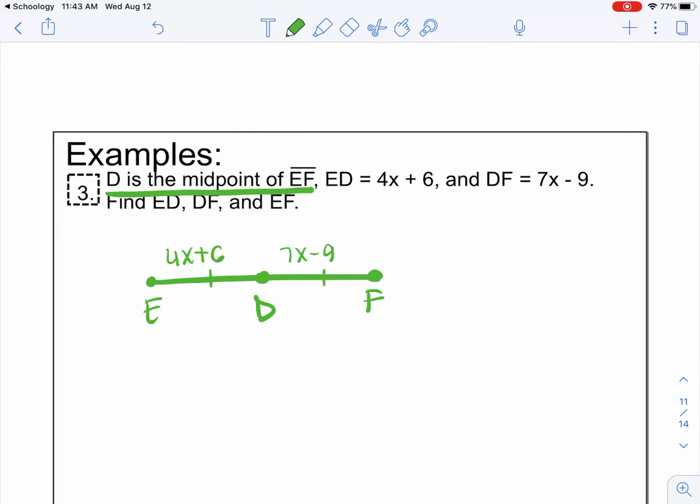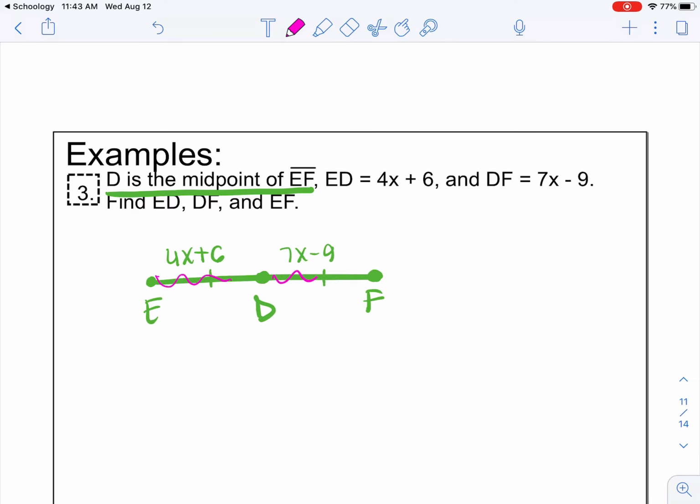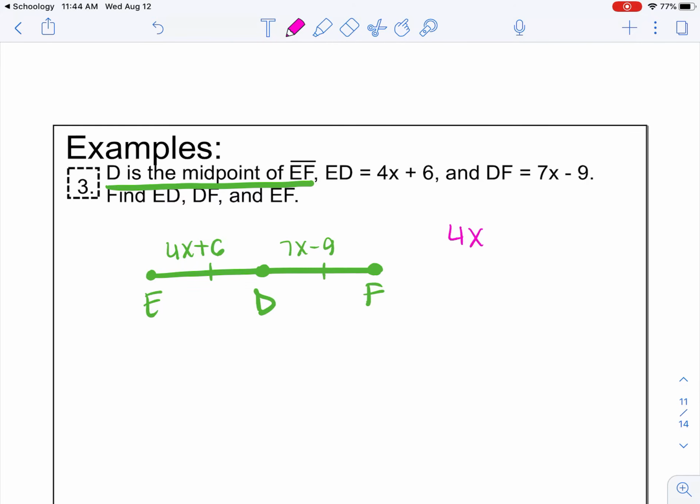So first thing I want to ask you is, can I use the segment addition postulate? Can I say this piece plus this piece equals the whole thing? The answer is no, not for this problem. The reason I can't do it for this problem is because I don't know what the whole is. If these two tick marks weren't here, this problem would not be possible, okay? But those tick marks are there. What do those tick marks mean? It means that they're equal. It means that they're congruent. It means that they're the same. So since they are equal, I can set those two pieces equal to each other.